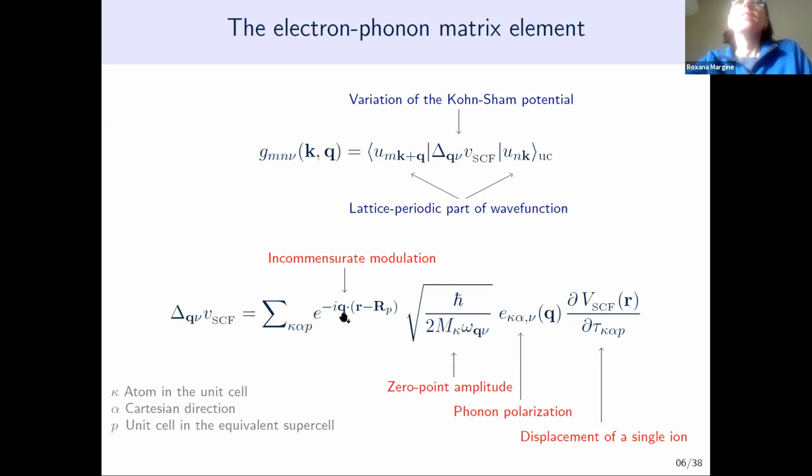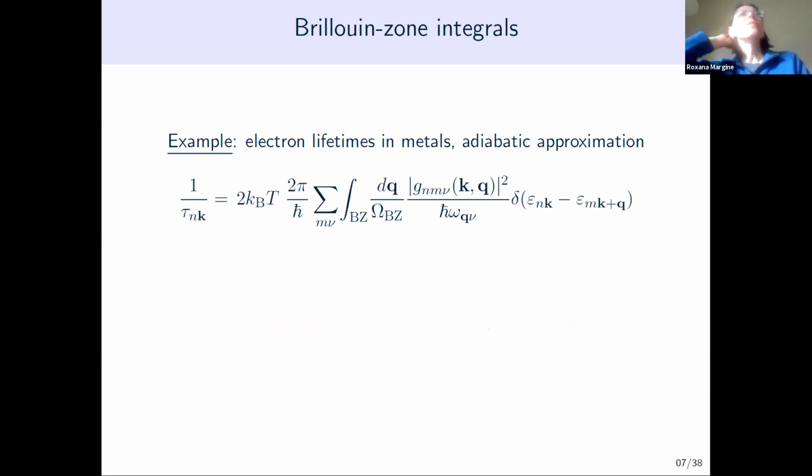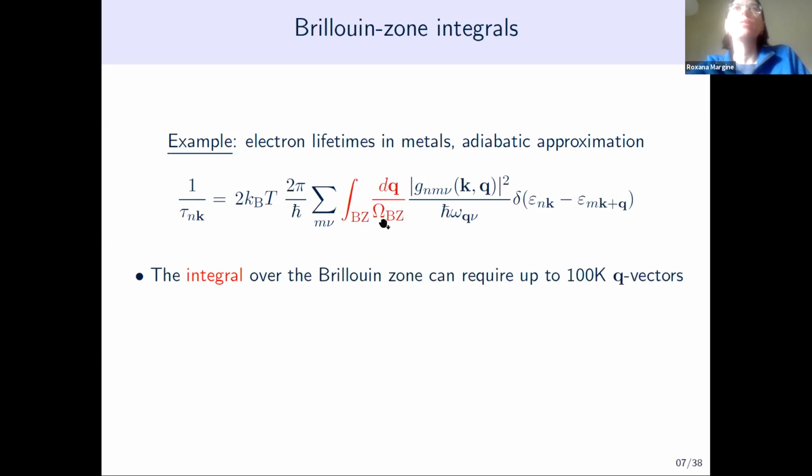Before showing a bit more detail about how to calculate electron-phonon matrix elements, I want to say a few things about the problems that exist in these calculations. As an example, I am showing the expression for the electron lifetime in metals in the adiabatic approximation. If you want to calculate this quantity, first of all, you need to perform an integral over the phonon wave vectors in the Brillouin zone. And integrals mean that we need to sum over a lot of phonon wave vectors.